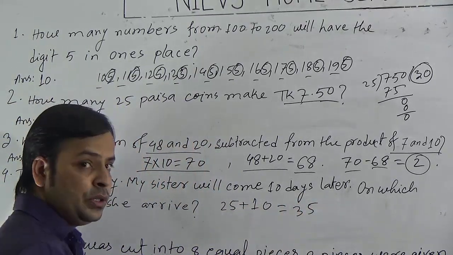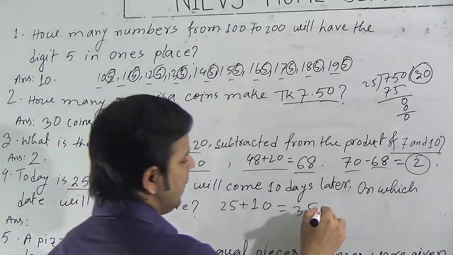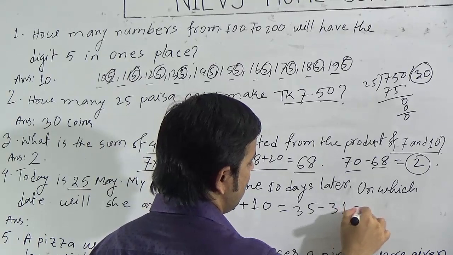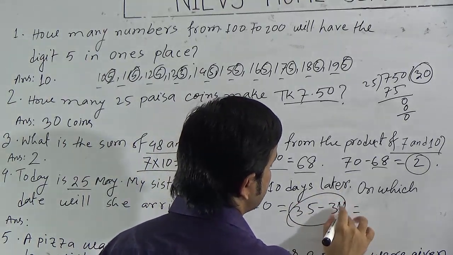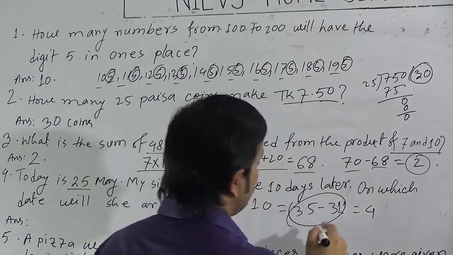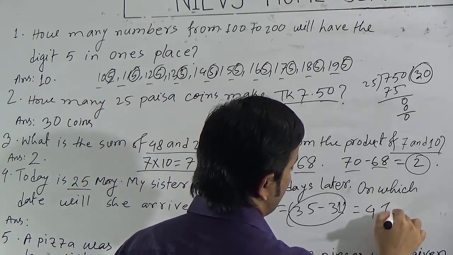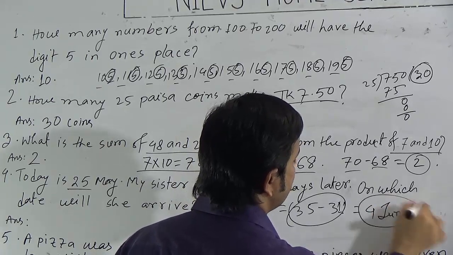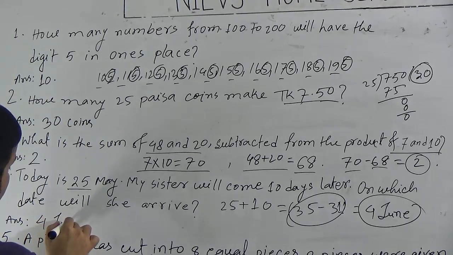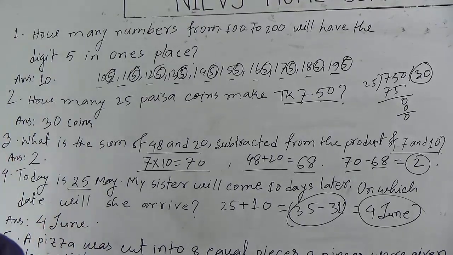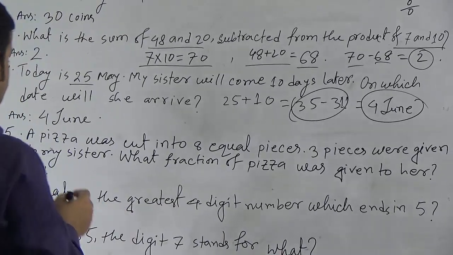Dear students, you know, May month contains 31 days. So subtract 31 now. If you subtract 31 from 35, you will get 4. And after May, the month is June. So the required answer for this question is 4 June. Okay, now go to next question.